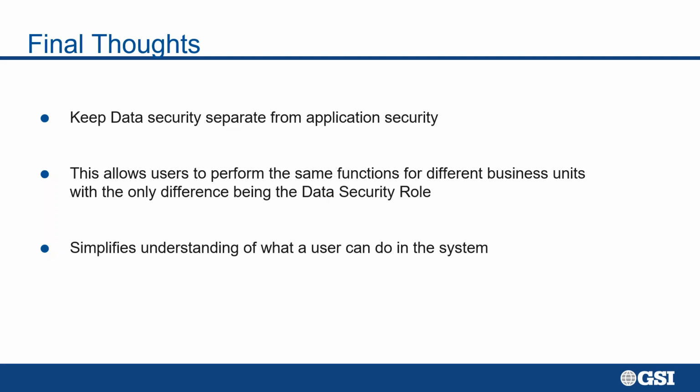That way, this allows the user to perform the same functions that are granted to him or her for different business units, with the only difference being the data security role. The other thing is, if you've got all of your functional access mixed with your row security access, it's difficult to alleviate conflicts.